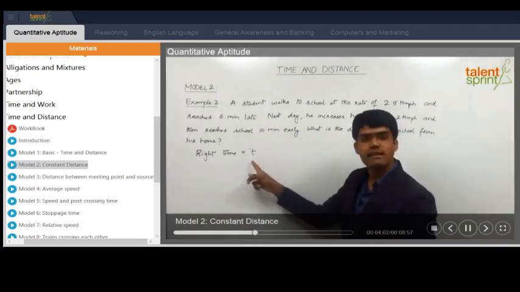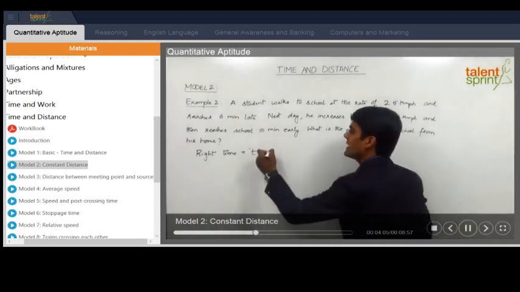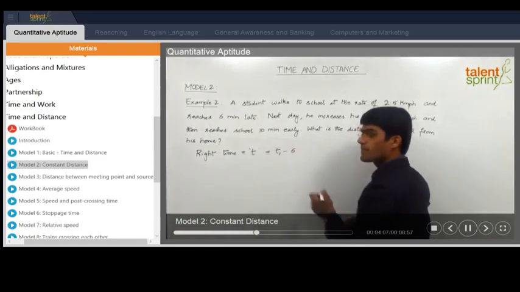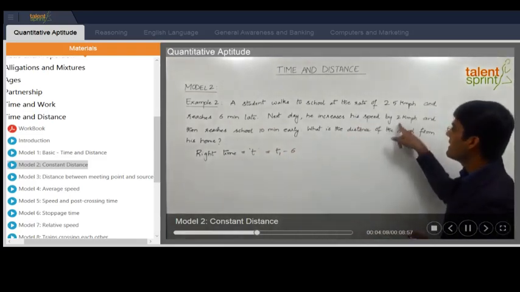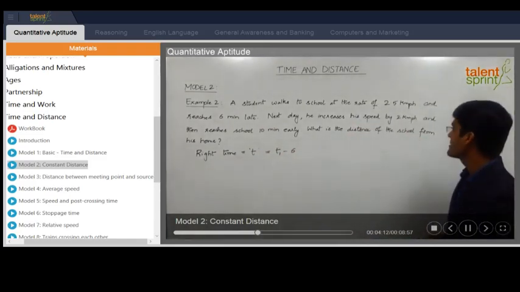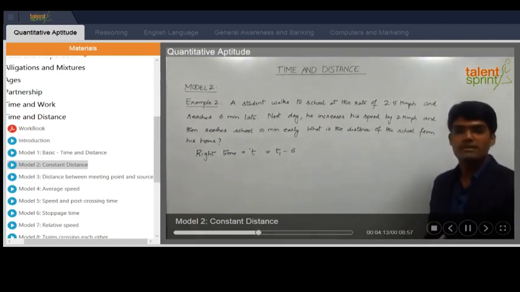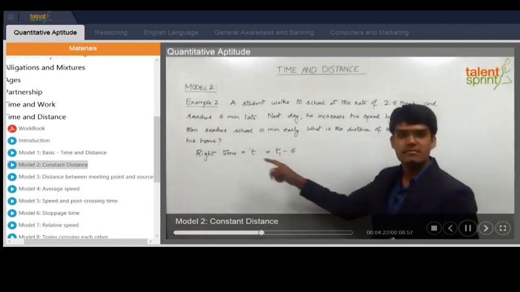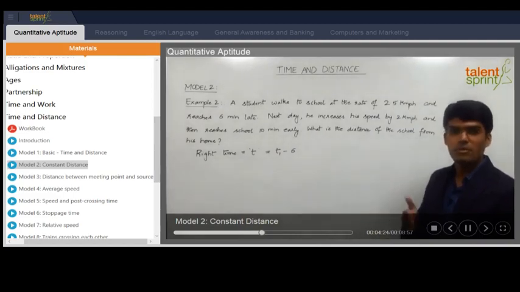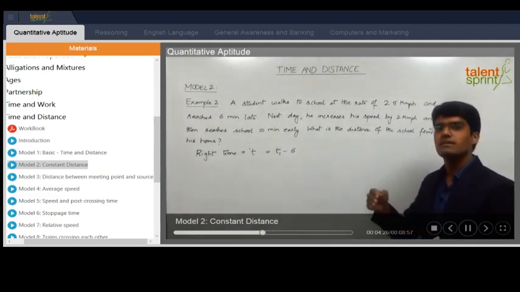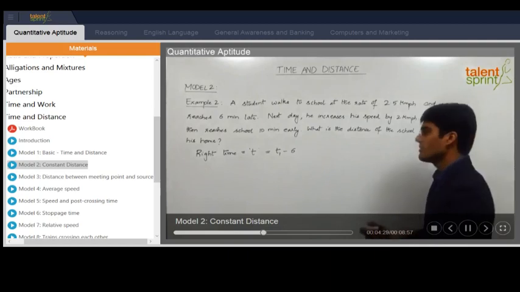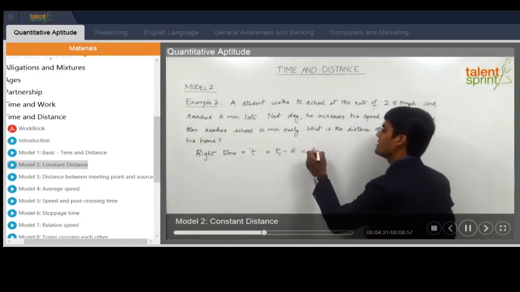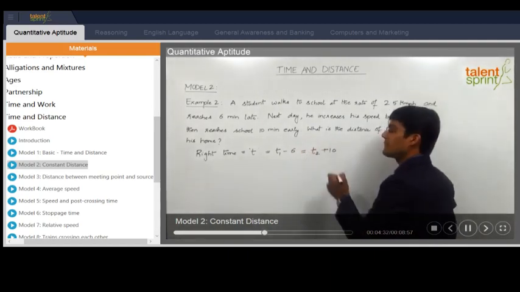Minutes, we will get the right time t. So t can be taken as t1 minus 6. And in the second case, when he increases his speed by 2 kilometers per hour, he reaches his school 10 minutes early. That means if the time taken in the second case is t2, and to that time t2 we add 10 minutes, then we get the right time t. Because he has reached early, he is before the right time. So if we take 10 minutes more, we get the right time t. So we can say that the right time t is also t2 plus 10.